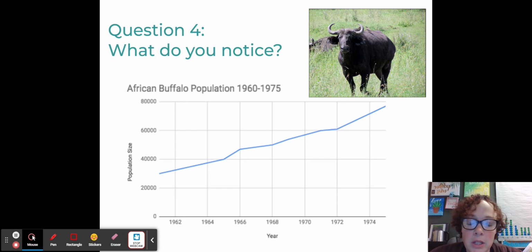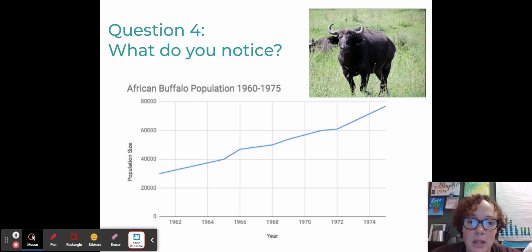From 1961 to 1975, the population increased. Now, I'm going to describe the way it increased. In this case, it increased very much like a straight line, so I'm going to say it increased steadily or consistently over that time period. In 1975, it reached a population of around 78,000.